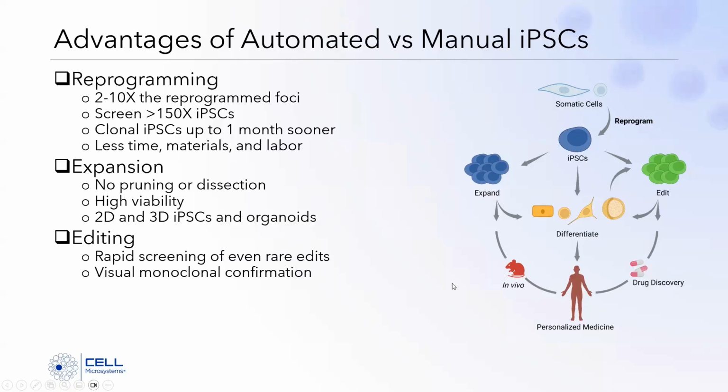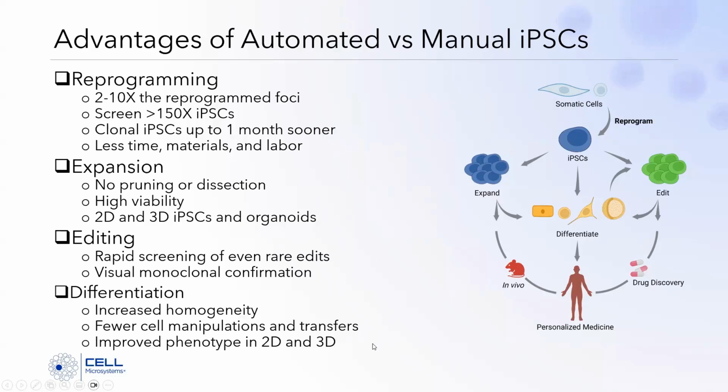We can also edit those stem cells. As you can see in the last example, we can perform rapid screening and edit even rare cells or rare edits, and we are able to do visual monoclonal confirmation.